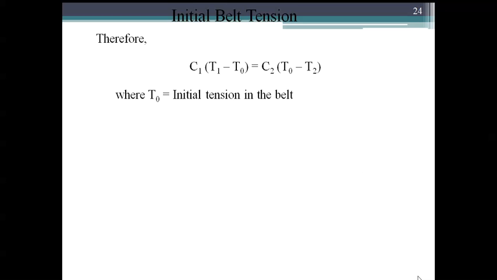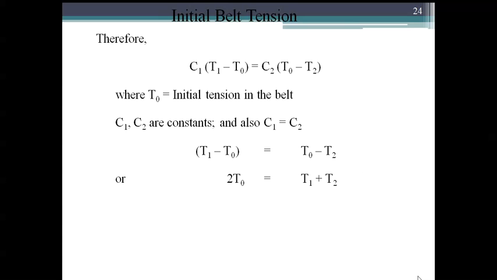Here T0 is the initial tension in the belt. C1 and C2 are constants, and also C1 equal to C2. So the condition is T1 minus T0 equal to T0 minus T2. The increase in the tension on the tight side is equal to the loss in the tension on the slack side. So that's why 2T0 equal to T1 plus T2. T0 is equal to (T1 plus T2) by 2. This is the initial tension in the belt at rest position.